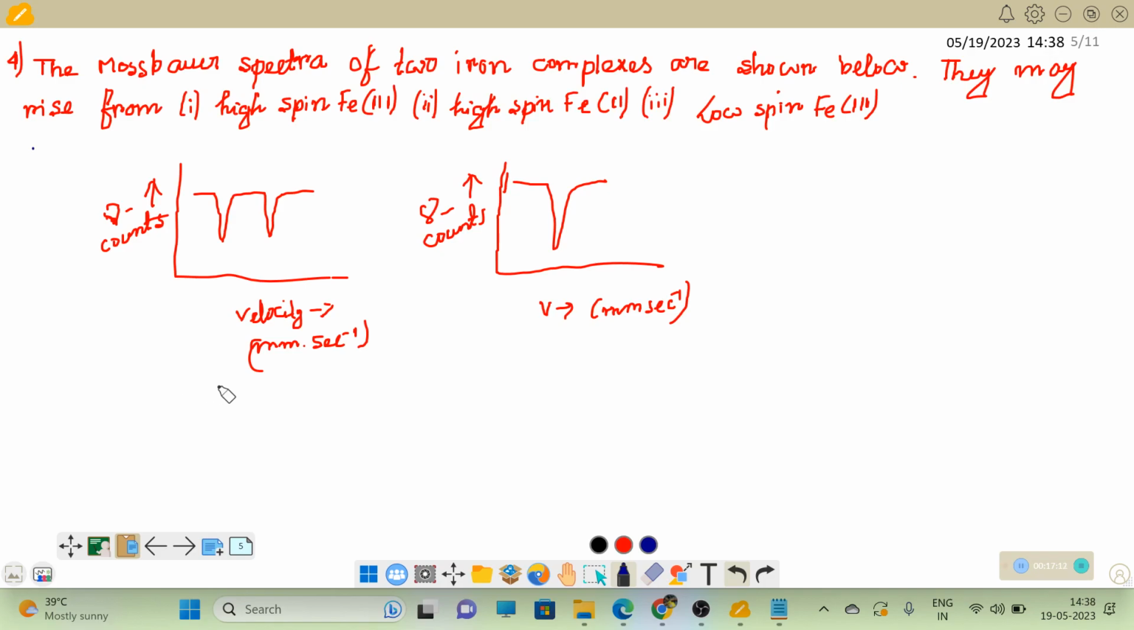Now read the question. It is from Mossbauer spectra. Mossbauer spectra of two iron complexes are shown below, and they may be high spin Fe3+, high spin Fe2+, and low spin Fe3+. You have to tell which complex has a singlet or which has a doublet. Before that, I want to tell you that Mossbauer spectra will show either singlet or doublet.